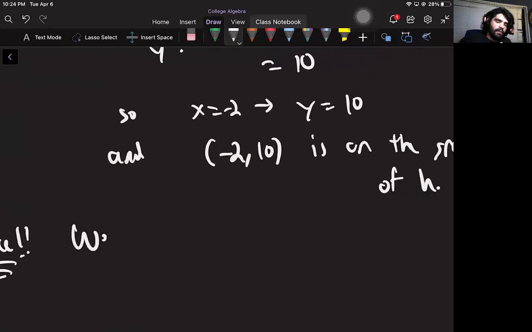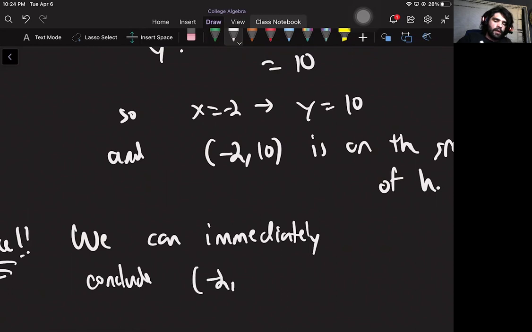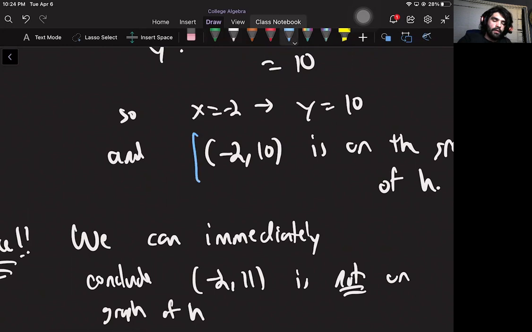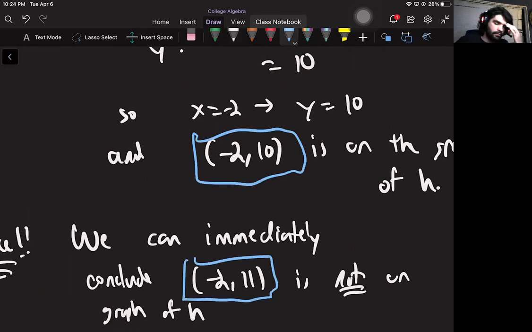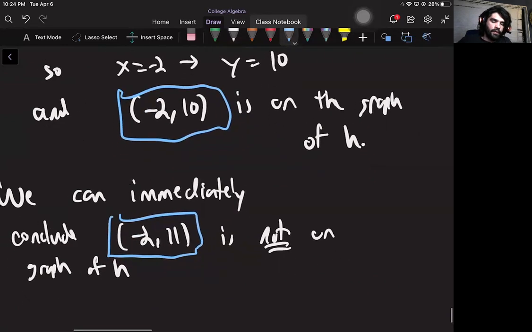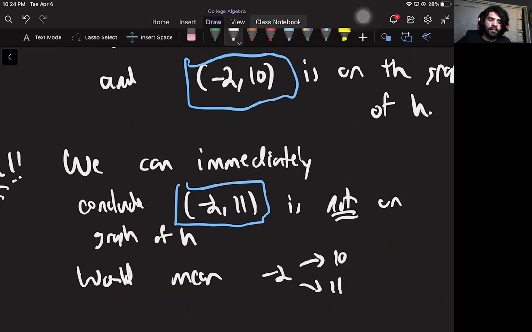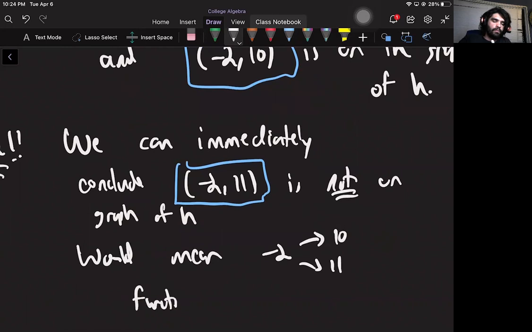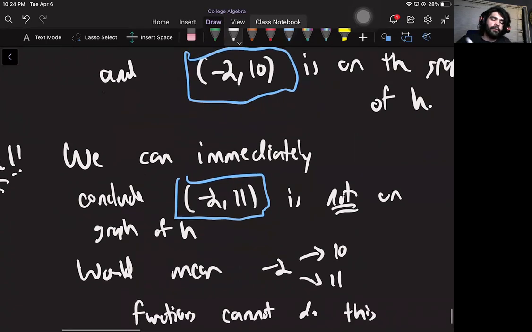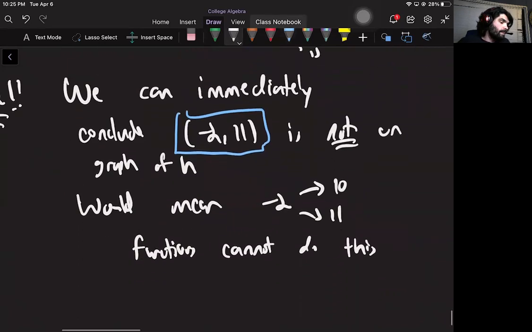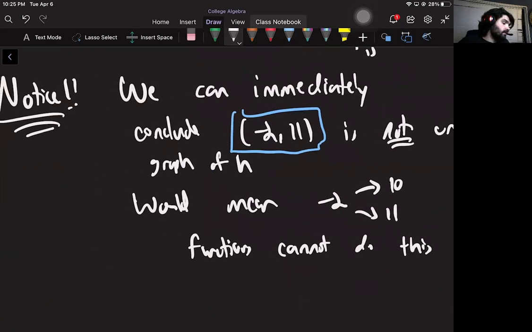One thing I want to mention is we can immediately conclude that -2, 11 is not on the graph. Just because I already know this one is, so why do I know this one's not? It's because it's a function. There are no x values that get turned into 2 y values. So if it was on the graph, it would mean that -2 is becoming both 10 and 11, but functions don't do this. So that's why I know this is definitely not on the graph, because I already know that the first one is. -2 can only turn into one number. It's already turning into 10, so it can't turn into 11.